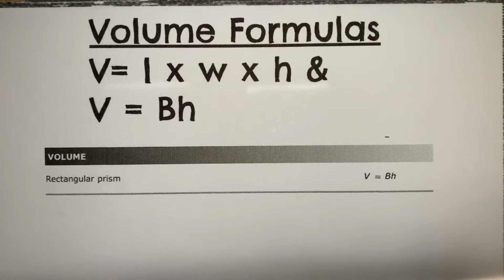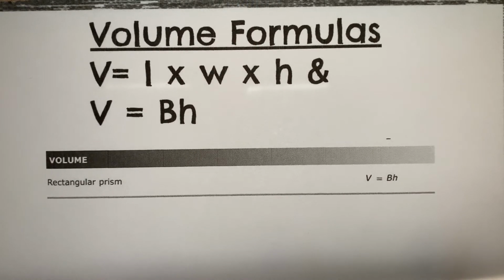Hey guys, last week we learned how to find the area of objects. This week we are going to learn about how to find the volume of objects. Lucky for us, there's only one shape that we're finding the volume for, and that is a rectangular prism.